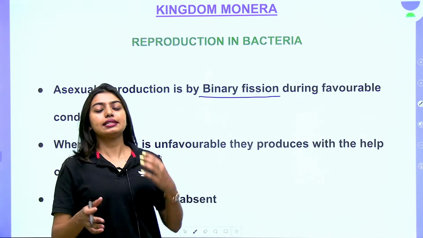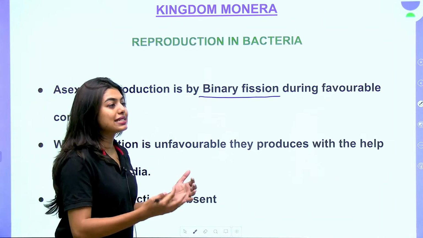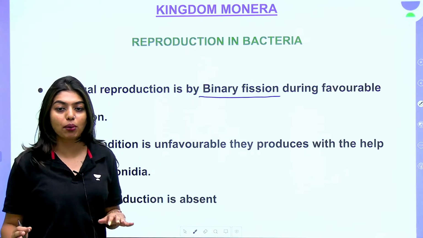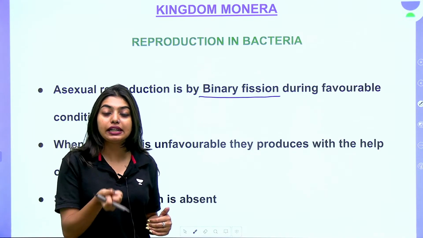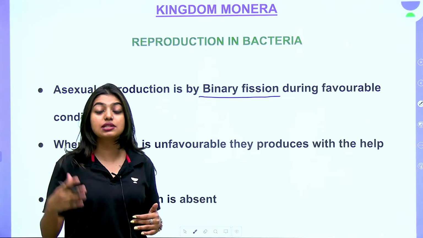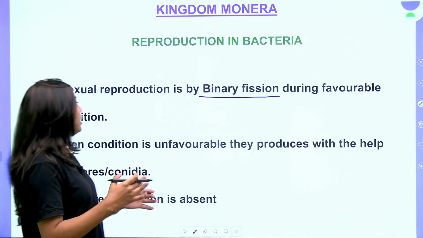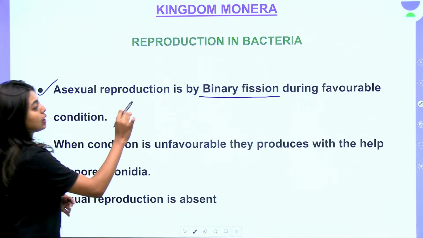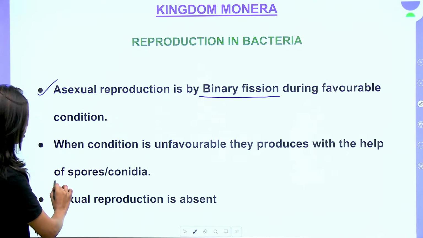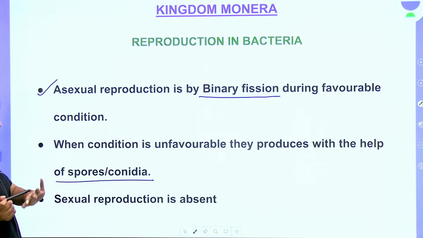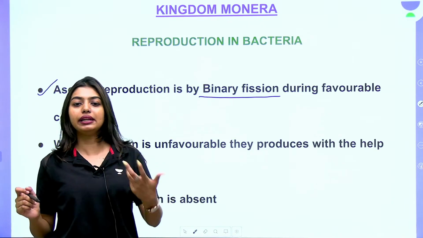Even though the condition is unfavorable, spores will be formed, because they have the ability to withstand any kind of condition. That is why spore formation is always done when the conditions are completely unfavorable. So, reproduction is by binary fission, and when the condition is unfavorable, they reproduce by spores or conidia. Sexual reproduction is completely absent.